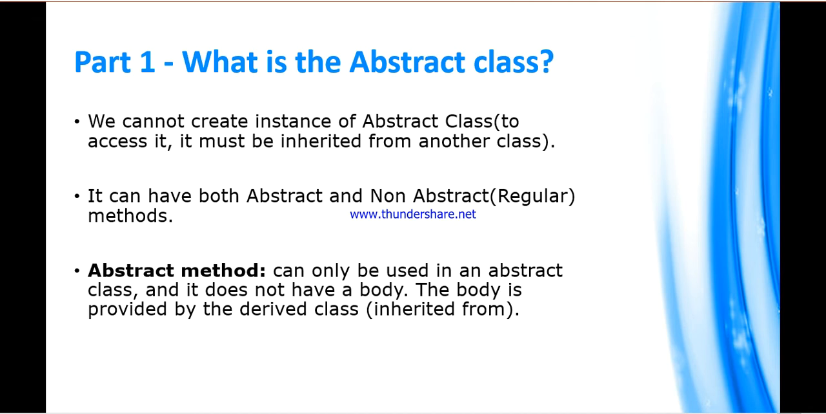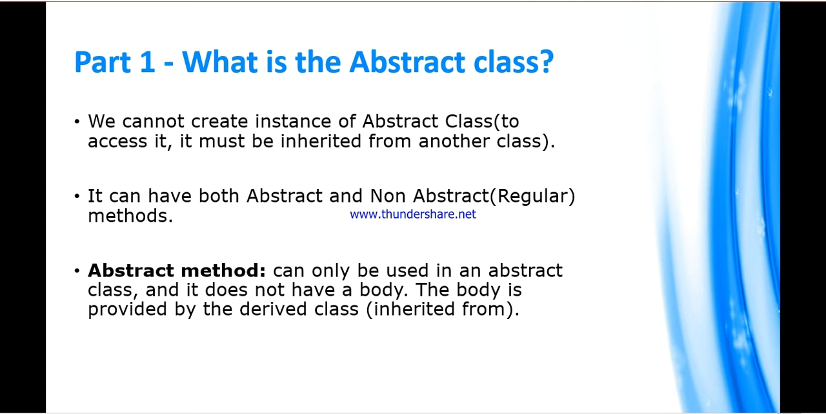Non-abstract methods you are very much familiar with. Like when you are creating any concrete class, you create a method where you have the declaration as well as the body of the method. Those are your regular, or non-abstract, methods. But in the abstract class, we have abstract methods as well. So what are the abstract methods? These are the methods where we don't have the body. We just have the declaration. These methods are basically used for abstraction in C sharp.